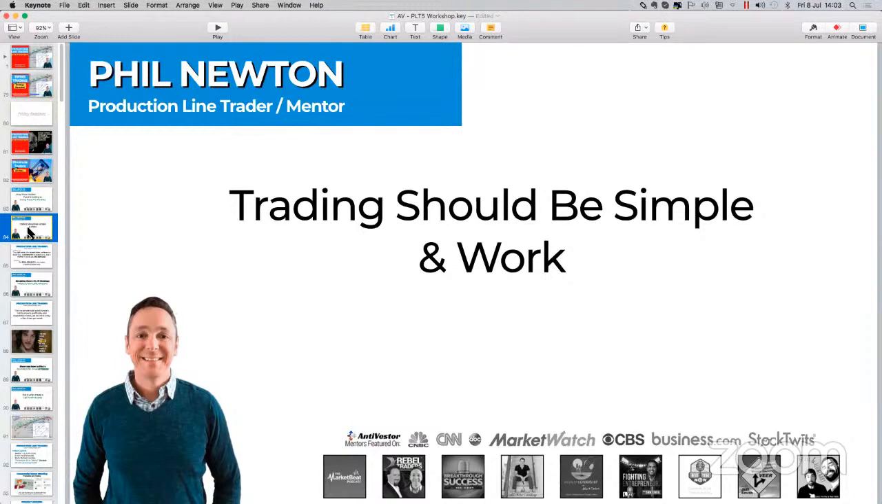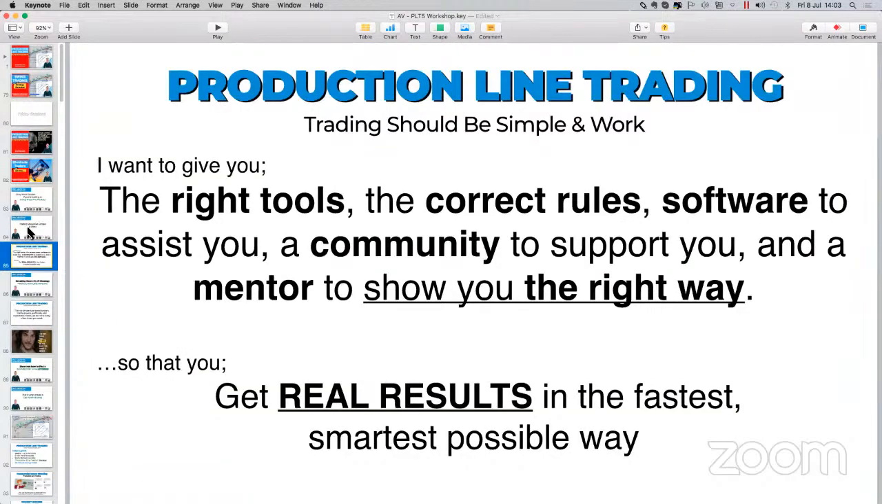I am a huge advocate of simplicity. My aim in these sessions and with all my traders is to give you the right tools, the rules, the software, a community to support you, and hopefully a mentor to show you the right way. I never had anyone to ask when I first started out. So in some small way, I try and give back as much as possible on these free open sessions.